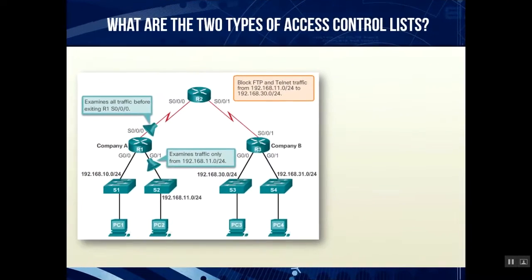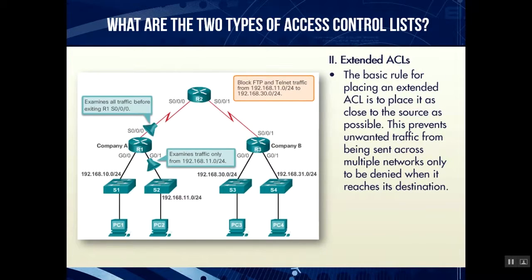Like a standard ACL, an extended ACL can filter traffic based on the source address. However, an extended ACL can also filter traffic based on the destination address, protocol, and port number. This allows network administrators more flexibility in the type of traffic that can be filtered and where to place the ACL. The basic rule for placing an extended ACL is to place it as close to the source as possible. This prevents unwanted traffic from being sent across multiple networks only to be denied when it reaches its destination.